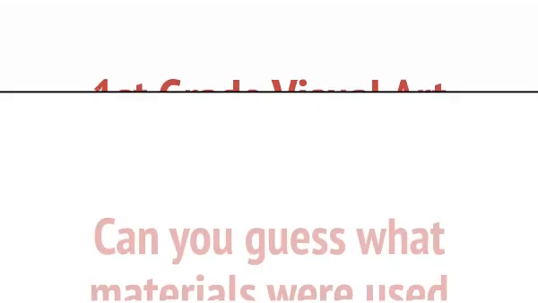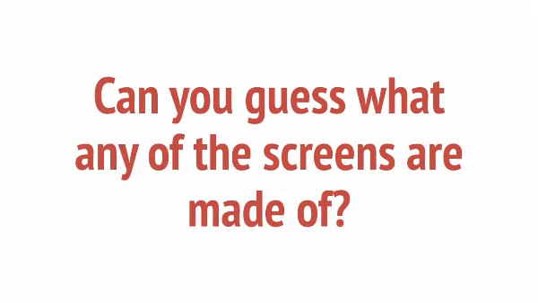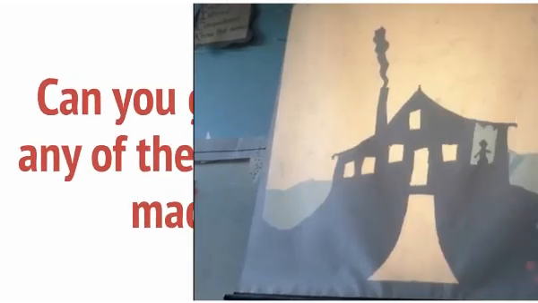I would start this activity by having children guess what materials were used in a variety of shadow puppets. See if you can guess what was used in the puppets I'm about to show you. Also see if you can guess what the screens are made of. Some are paper, but not all of them.